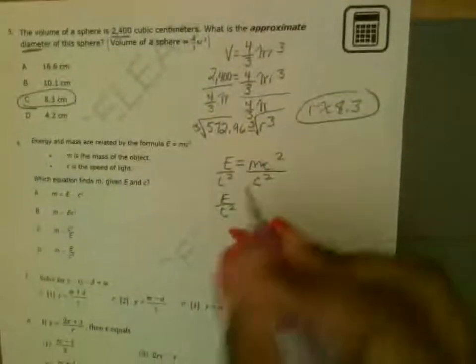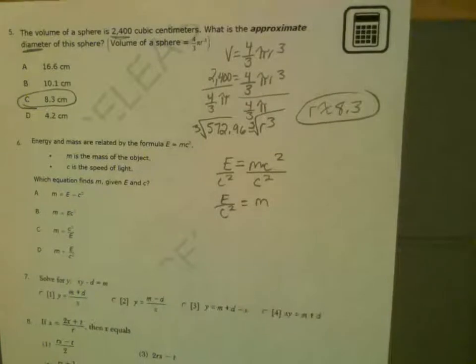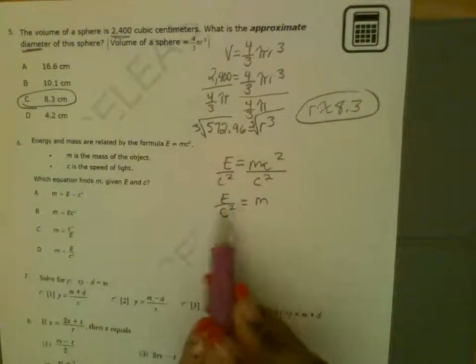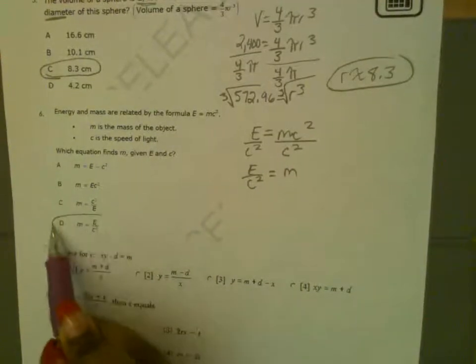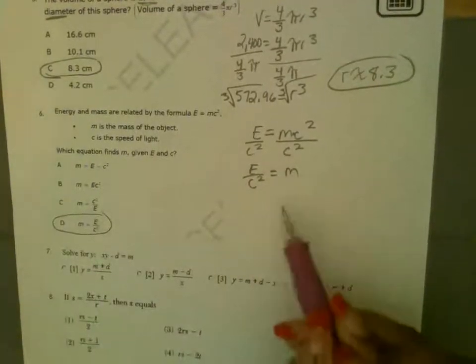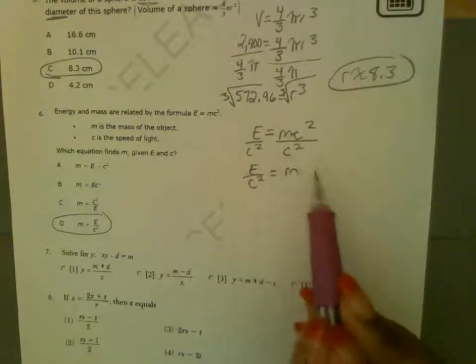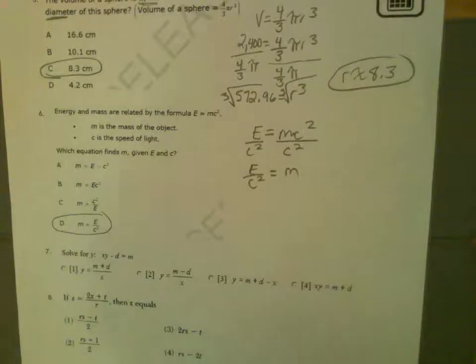Okay, you see that? This is equal to m. So that's what we're looking for. M is equal to E divided by c squared. So E divided by c squared is D. This is a literal equation. That's what I mean when a literal equation has more than one variable in it. And to solve it, you use inverse operations.